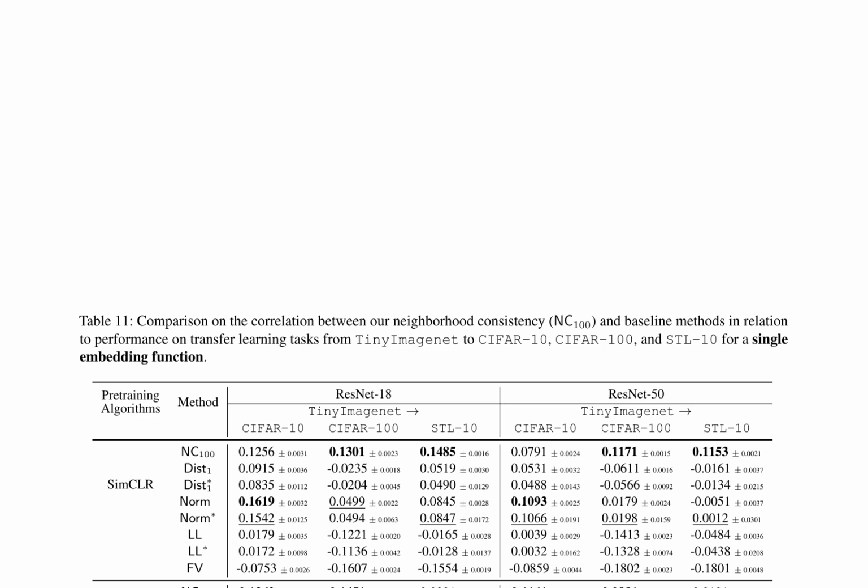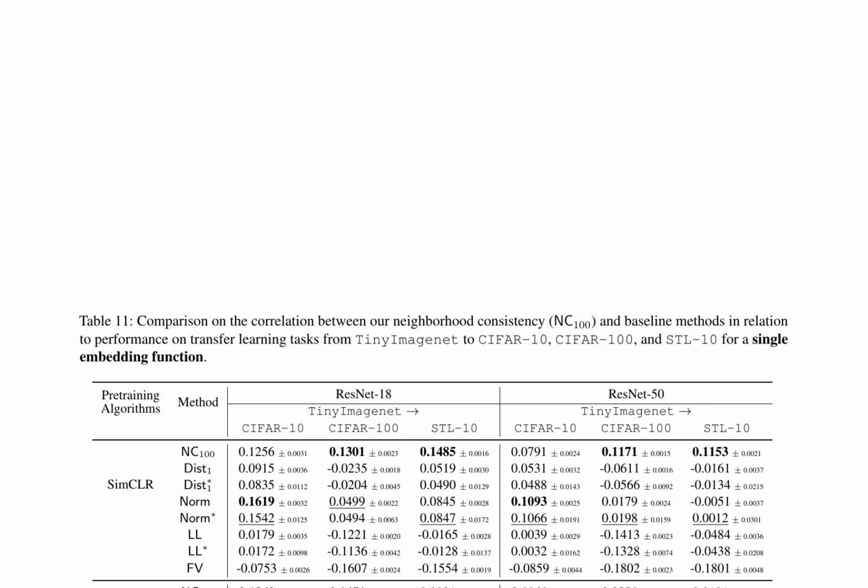This comparative analysis explores the correlation between neighborhood consistency, NC100, and baseline methods in relation to transfer learning performance from Tiny ImageNet to CIFAR10, CIFAR100, and STL10 for a single embedding function. The results are presented for algorithms such as SimCLR, BYOL, and MoCo, each with their respective baseline methods dist, norm, LL, and FV. The table illustrates that neighborhood consistency, NC100, is positively correlated with transfer learning performance across various algorithms and baseline methods.